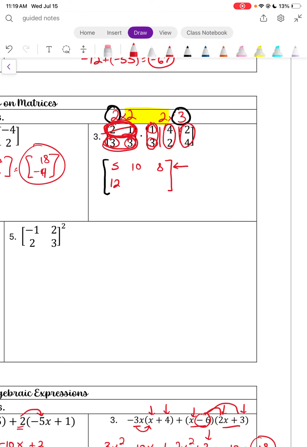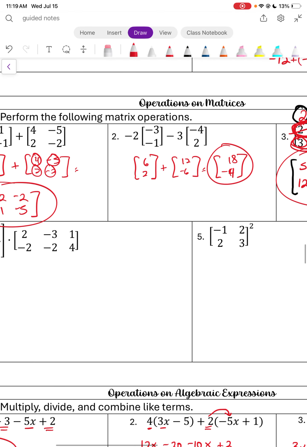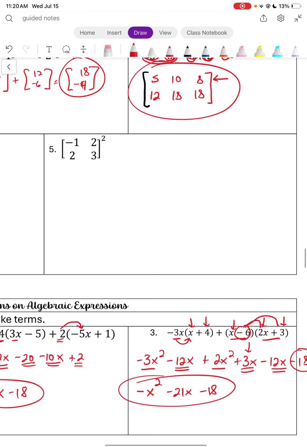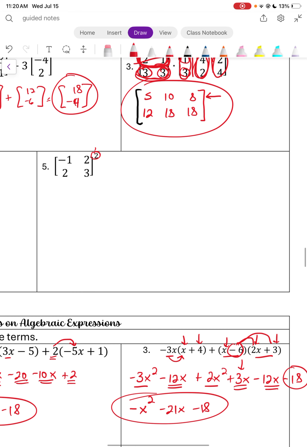Dot the 3 and 3 now with 4 and 2 gives me a 12 and a 6, which is 18. 3 and 3 with 2 and 4 gives me a 6 and a 12, which is also an 18. There's your final answer. Now, let's see. I'll skip over to number 5, just because, not to be redundant. To square something, again, it's just like FOIL.